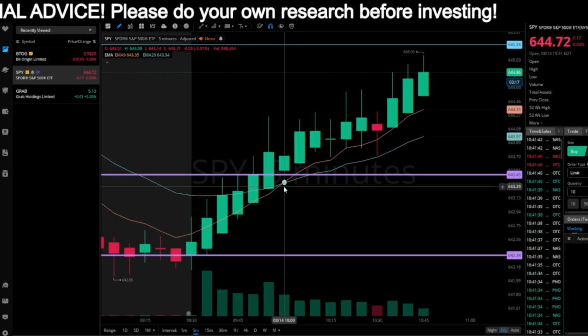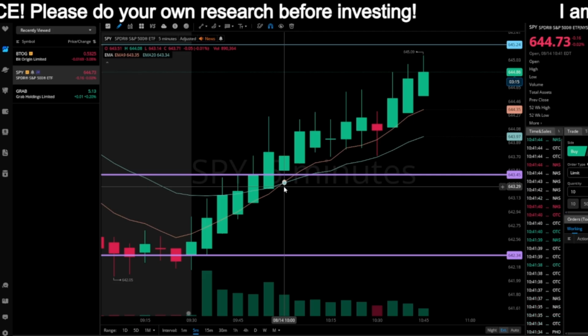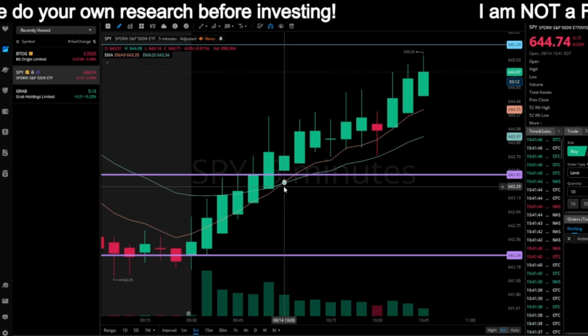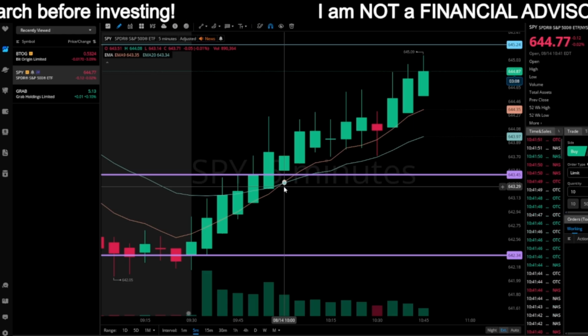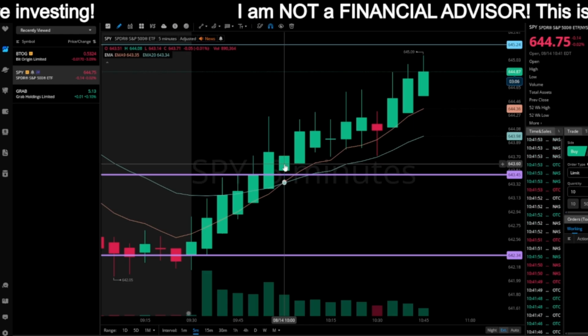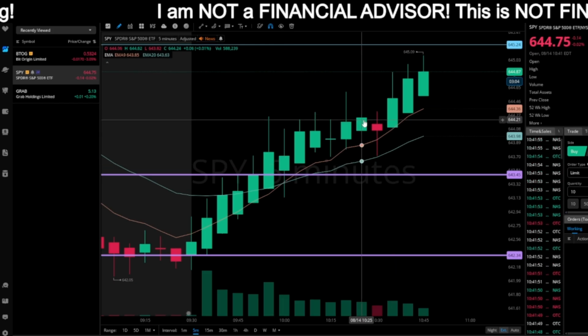We got a breakout of the 15-minute. We got a cross of the 9 and the 20, and we got a retest that didn't break the 15-minute ORB level. So from here, I bought in with calls, and I wrote it up, and I think I closed it out a little bit later on here.